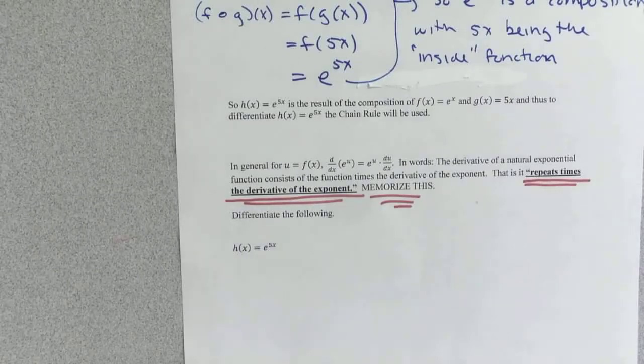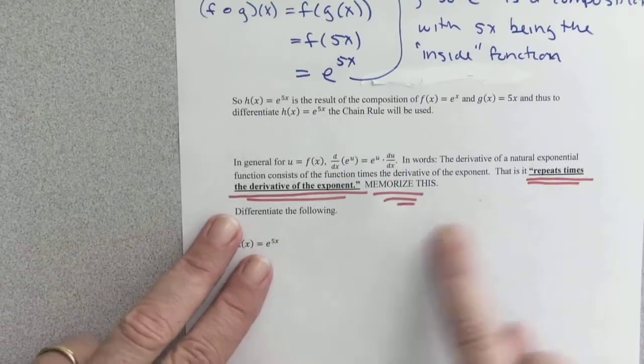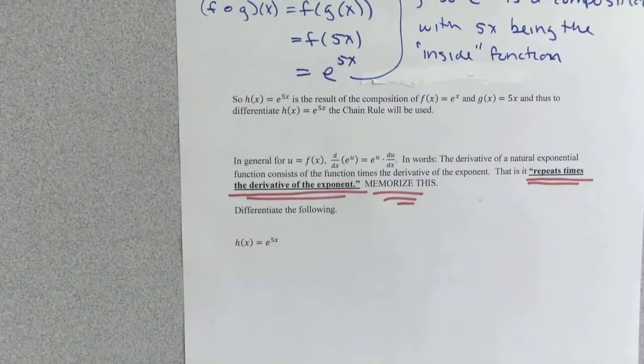That's how you will always be able to differentiate the natural exponential function. It repeats times the derivative of the exponent. And we get that derivative of the exponent from the chain rule. And that will always work. Even if it's just e to the x, you were just told to believe that the derivative of e to the x is e to the x, which it is, but these words would still work. Repeats. So if we're talking about e to the x, and we say repeats, well, e to the x times the derivative of the exponent, well, if the exponent's just x, the derivative is 1, times 1. So you'd have e to the x times 1, which is e to the x. So these words will always describe how to differentiate the natural exponential.